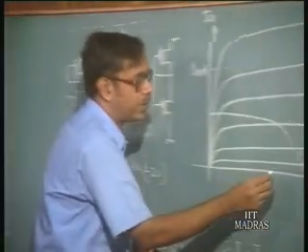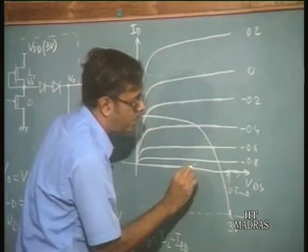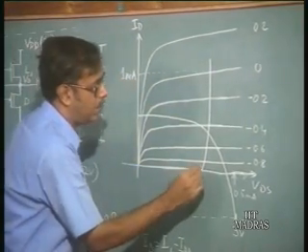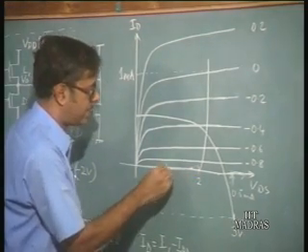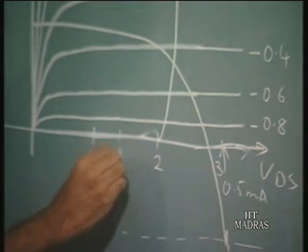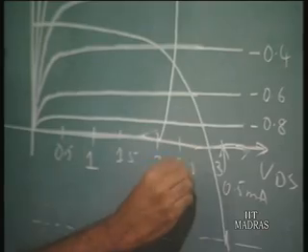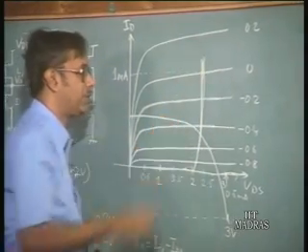So, we also draw the characteristics of the diode here. So, if this is 2 volts, this can be 1 volt, this is 3 volts. So, 1.5, 0.5 say, this is 2.5 and so on and so forth. So, this is the characteristics of the 3 diodes together.